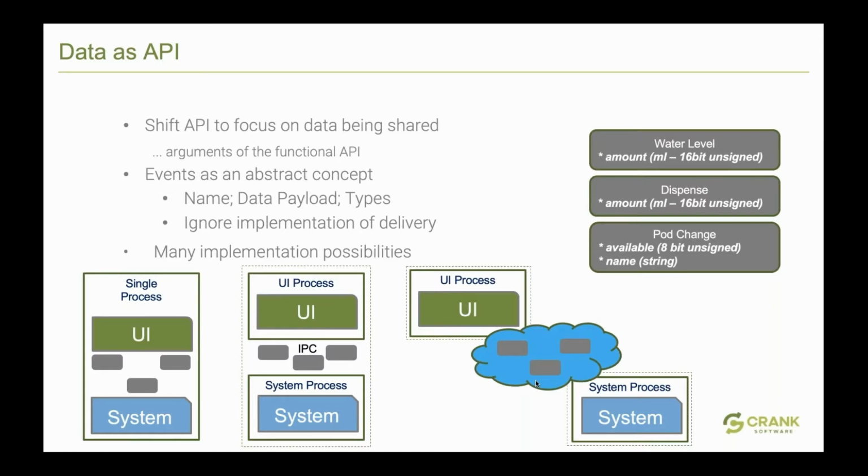And so this allows us to do things like push data into the cloud, use a network connection, or use some sort of other brokered connection that connects the UI and the system processes together. And again, what's interesting here is you're really not changing your API thinking, and you're not changing your implementation model. You're really just changing the way that your data is moving around.